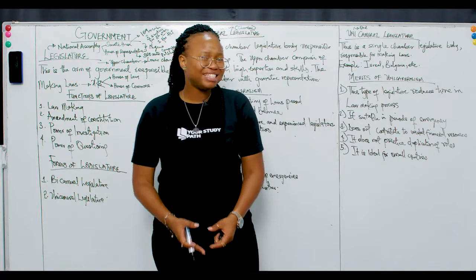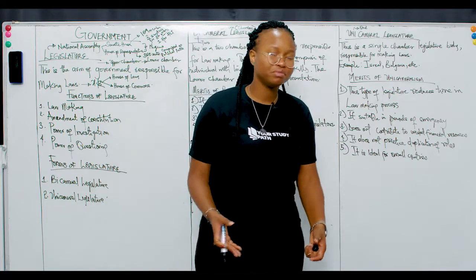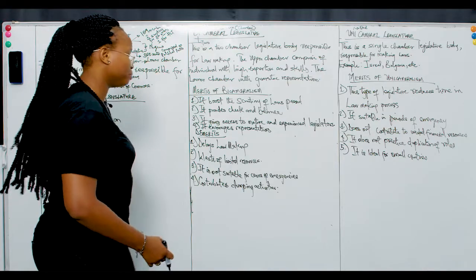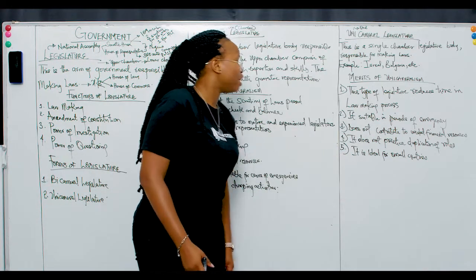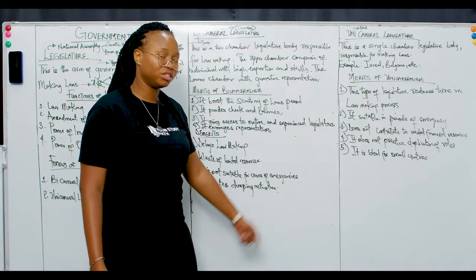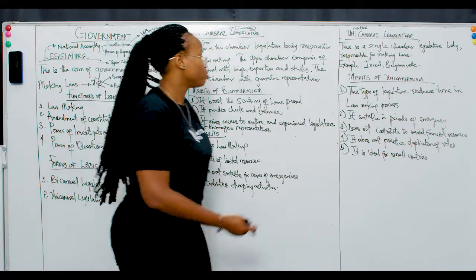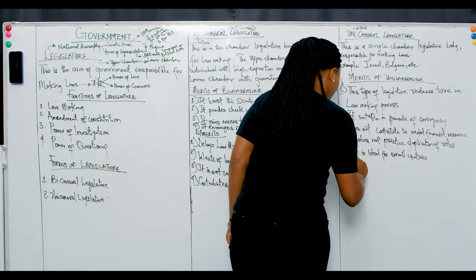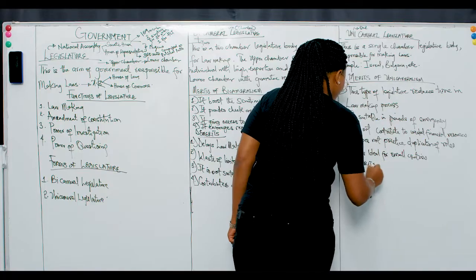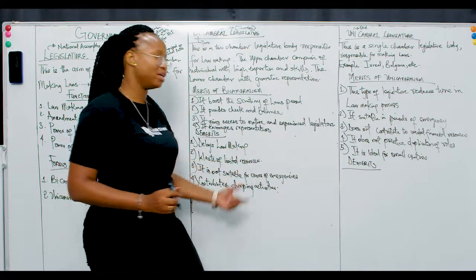It means that, is there really a system of checks and balances between the legislature and the executive? When we move to the judiciary, we would most likely find out. So we've looked at the major merits of this type of legislative arm. Let's look at some of the disadvantages. Most of the disadvantages are quite similar to the things that we cannot get in bicameralism.